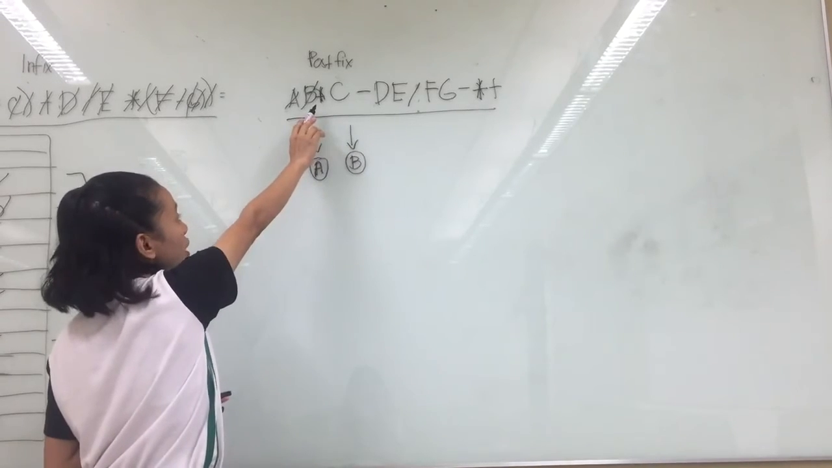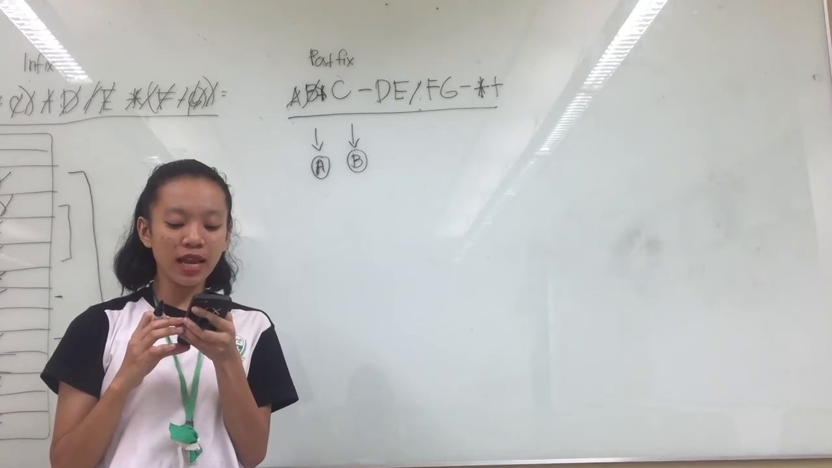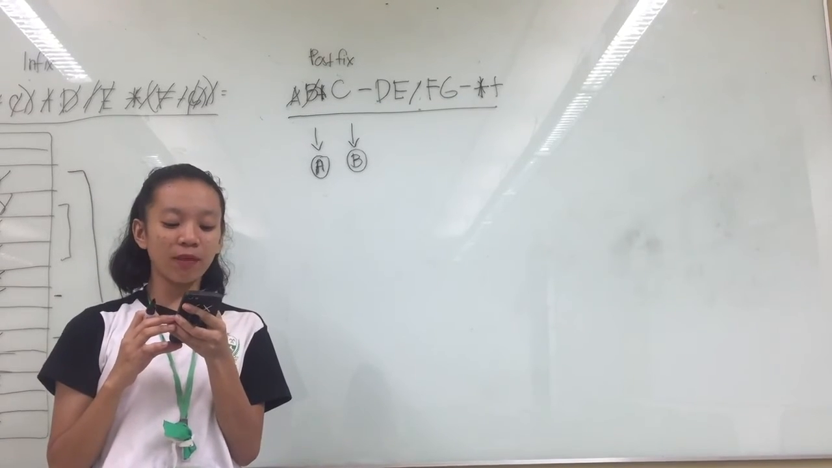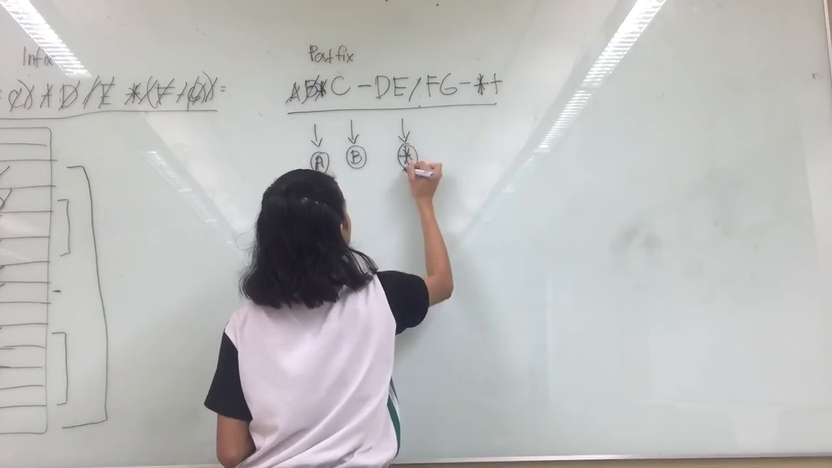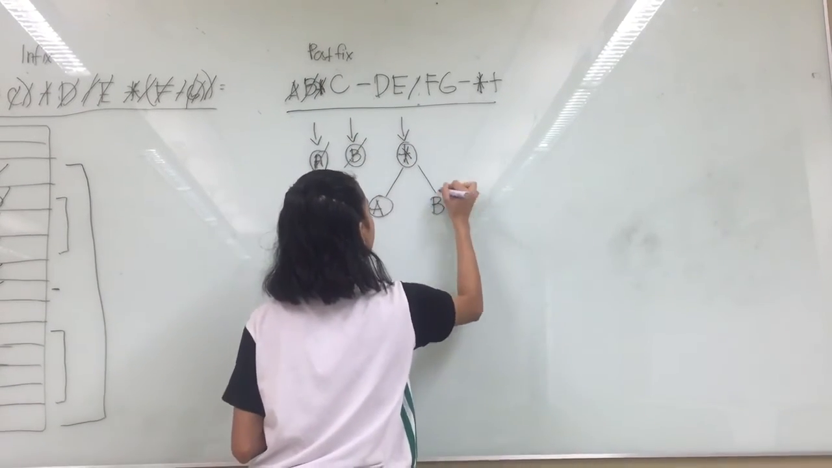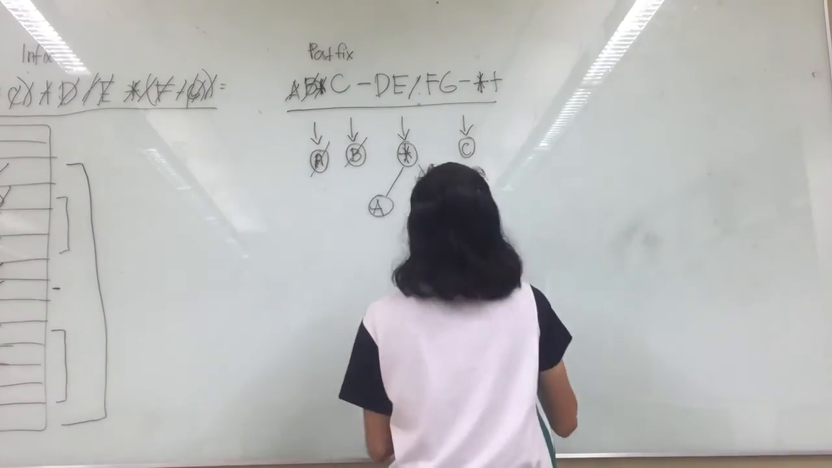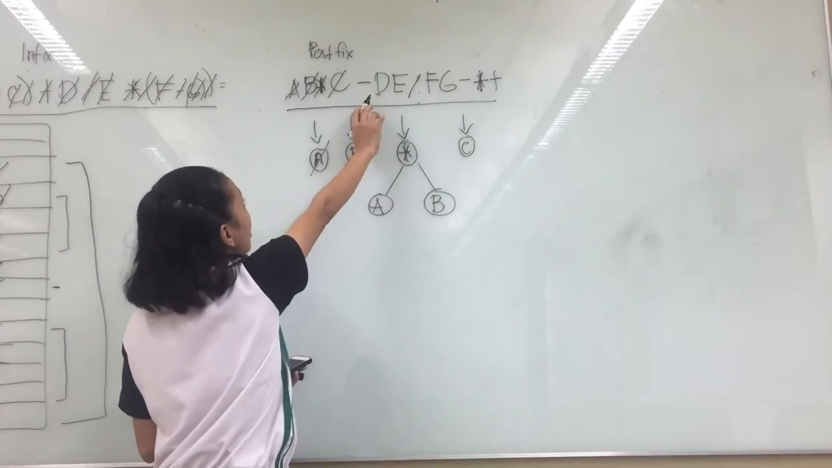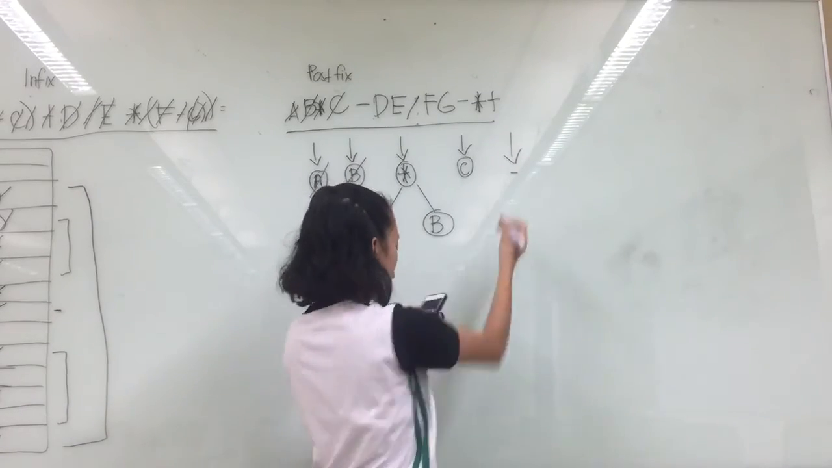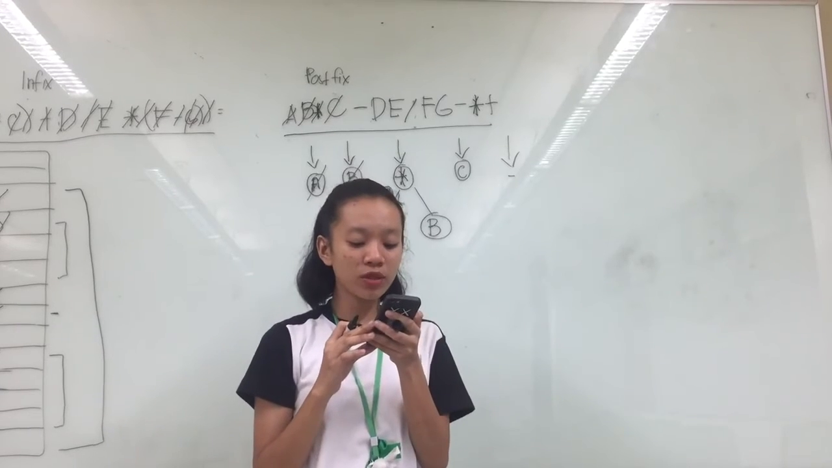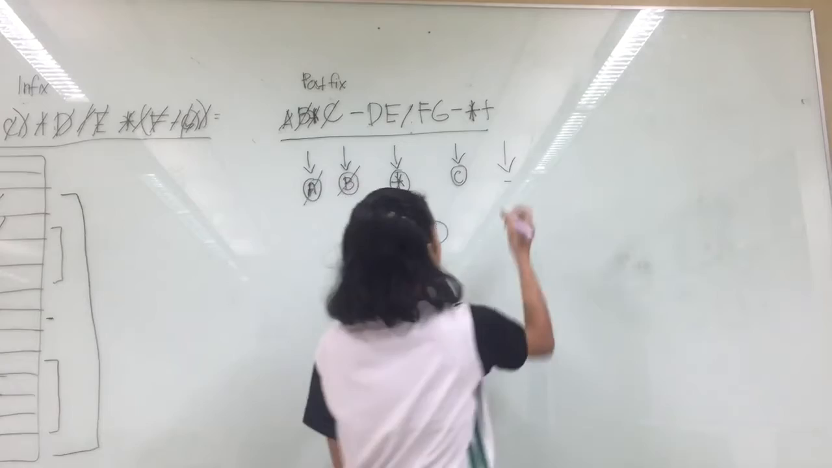And the symbol is an operator. If the symbol is an operator, pop the two topmost elements from the stack, create a tree and push the symbol into the stack. Next is an operand. Next is an operator. Since the symbol is an operator, pop the two topmost elements from the stack, create a tree and push the symbol into the stack.